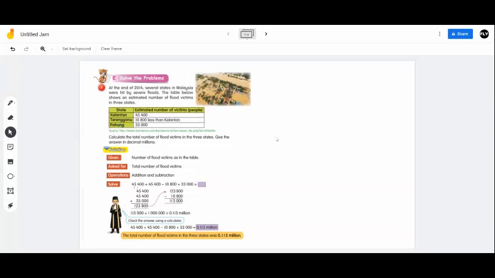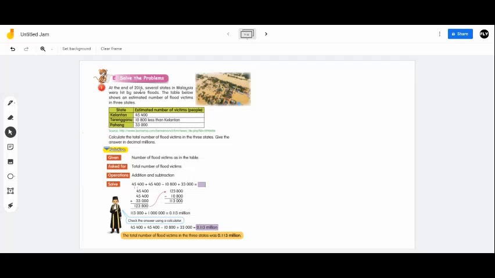We are going to look at our maths textbook, page 15. So we are going to solve the problems. When you solve the problems, you have to read the question carefully and understand it. Next, you have to underline the keyword. So let's look at number 1.